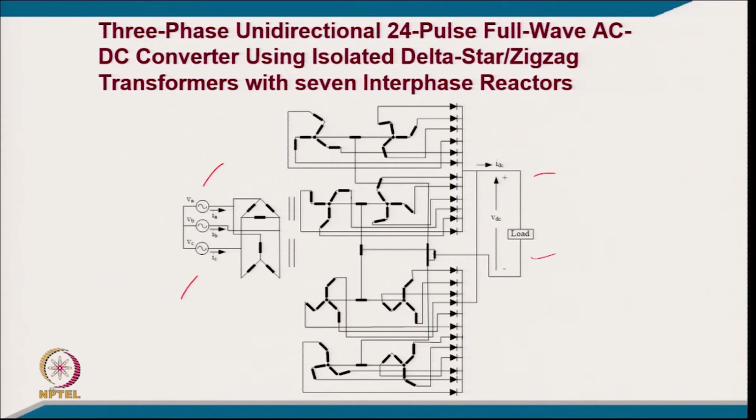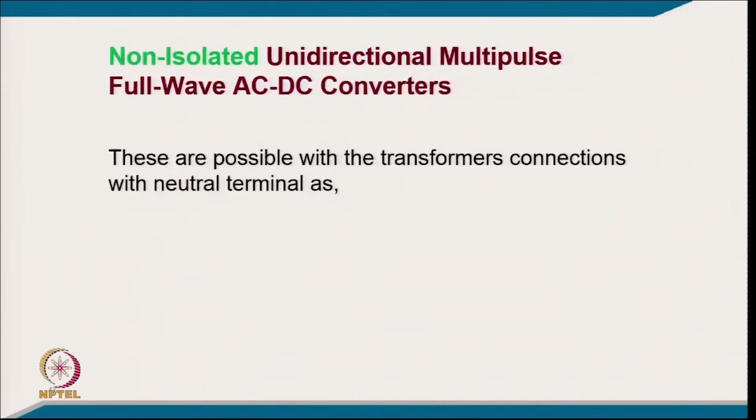Otherwise, you would be increasing the number of transformers as well as the number of devices for increasing the number of pulses, but you may not get much gain because the standard already says 5%. So that is typically your isolated connection.